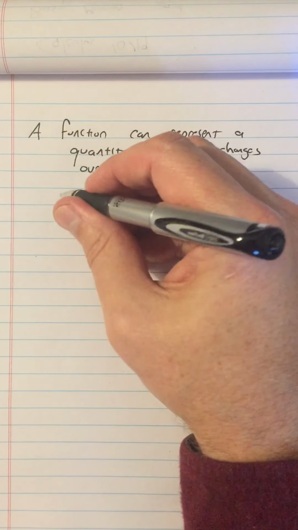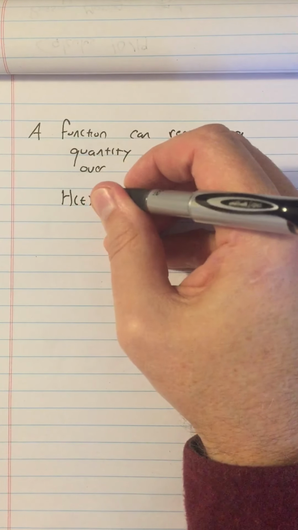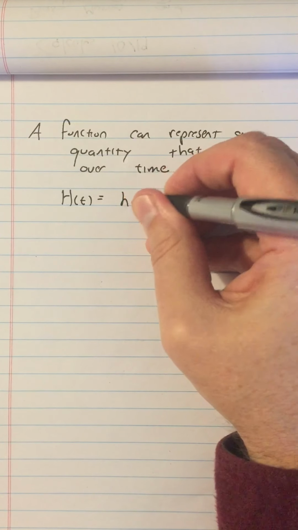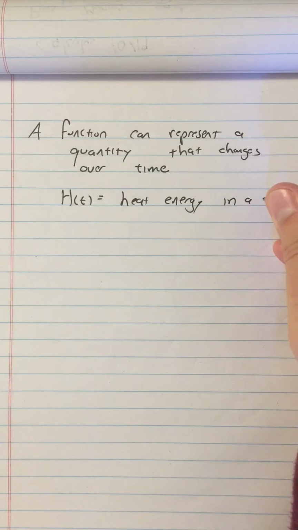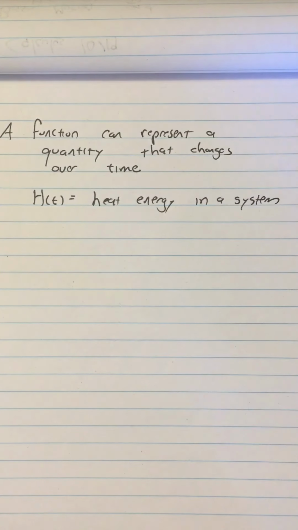So for example, h of t could be a function that represents the heat energy in a system. What I love about mathematics is its generality. It doesn't matter what the system is, the math is all the same. We could be talking about an internal combustion engine, an electric motor, the Earth, a galaxy, the solar system, anything that has heat energy, the ocean. h of t could be some function that describes the heat energy in some system.